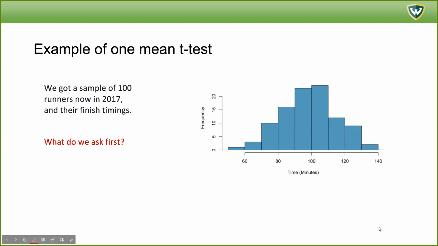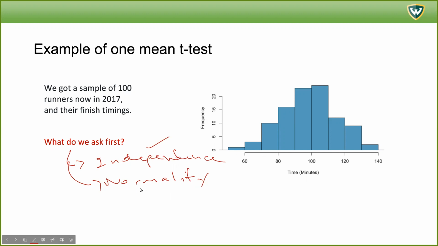Now, of course, what do we need to ask first? There are two major questions: independence and normality. Can those conditions be met? Independence, well, yes. We randomly sampled 100 people from the race. It was a simple random sample, so it's independent. Great.